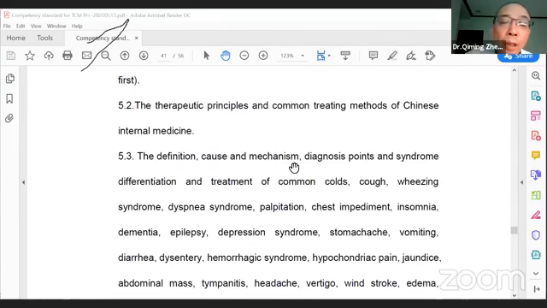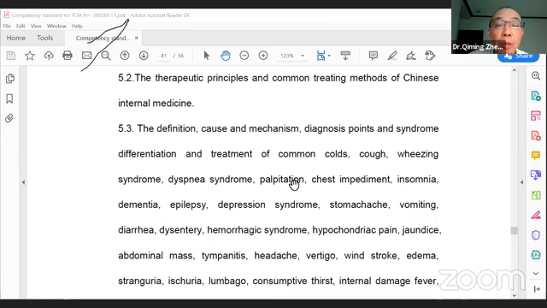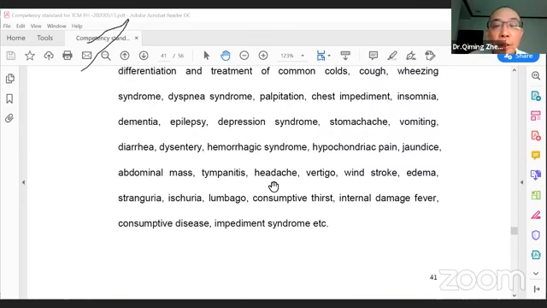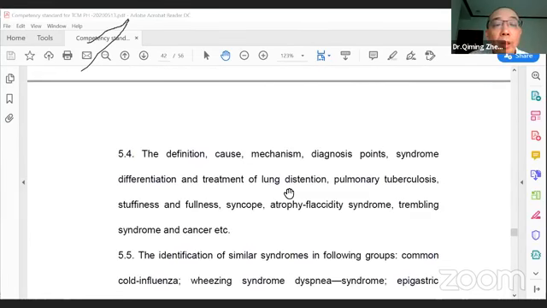This includes 2 aspects. One is the Chinese TCM disease name, and some are syndrome terms and patterns. So you can see common colds, cough, wheezing syndrome, dyspnea syndrome, palpitation, chest impediment, insomnia. So these are the different disease names and syndromes. Point 4, the definition, cause, mechanism, diagnosis point, syndrome differentiation, and treatment of lung distension, pulmonary tuberculosis, stuffiness and fullness, and syncope. Maybe someone asks why we need to include pulmonary tuberculosis here in the treatment.